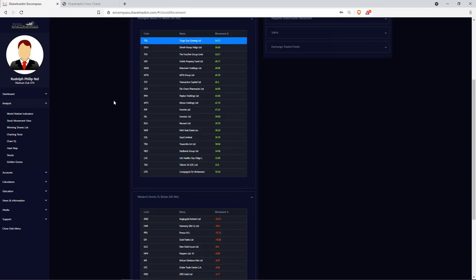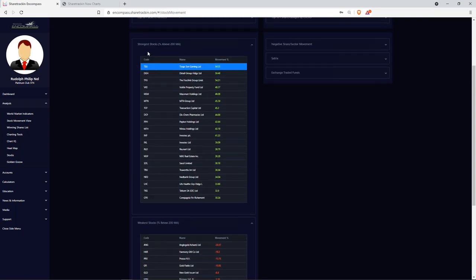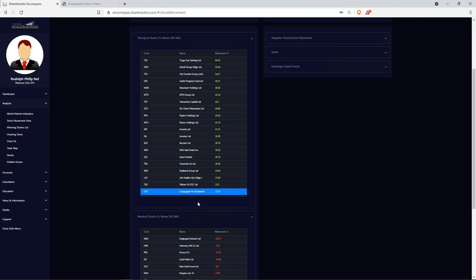Now, usually what I do is I look at the share right at the bottom on the strongest stocks percentage above 200-day moving average. I look at the one right at the bottom because that one would have the best potential to still go on. Where a share like Toko San might come down again, right? So it might be overextended. So I'd much rather go to the bottom of the list and choose the one down there.